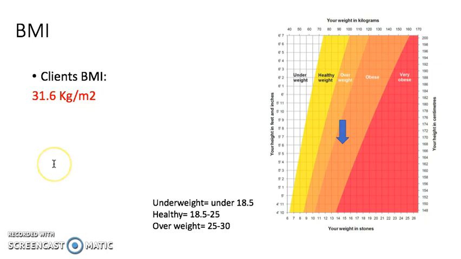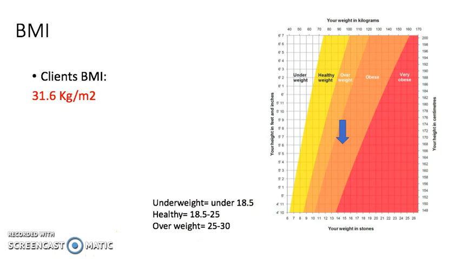So, BMI. My client's BMI was 31.6. I've added an arrow onto the chart which shows where his result would lie. As you can see, his result lies in the obese area. This is a concern, and I would definitely seek to help get his BMI lowered, preferably down to the healthy area on the chart, so preferably around here. At the moment, being in the obese section, it is too high.